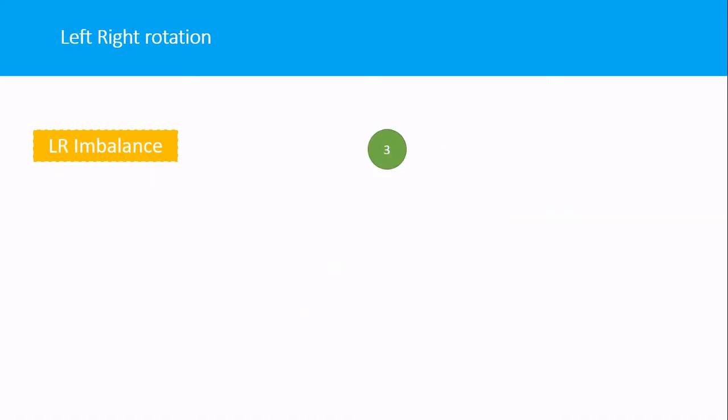Now the next class of rotation is left to right rotation. Consider an AVL tree with root node 3, and if you insert a node 1, it will be inserted as a left child of node 3, and if you insert a node 2, it will be inserted as a right child of node 1, because its value is greater than 1, but it is less than 3. Now here the balance factor is 0, here 1, and here it is 2.